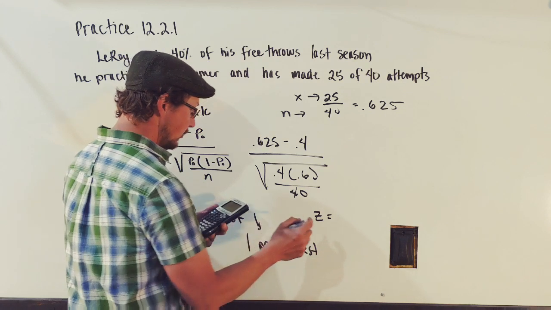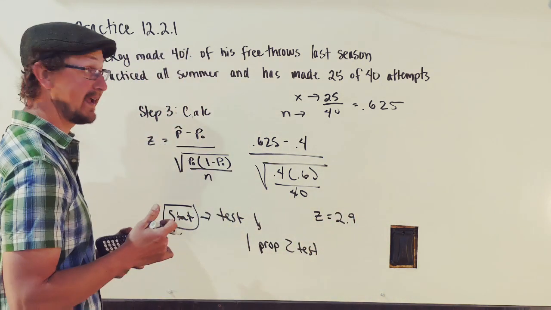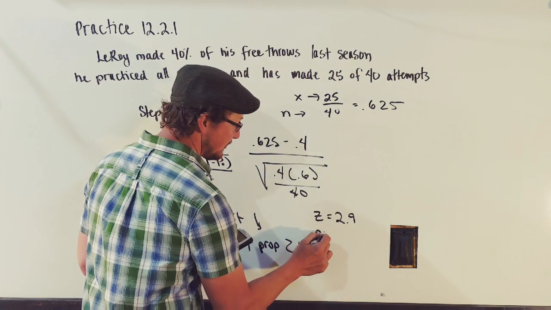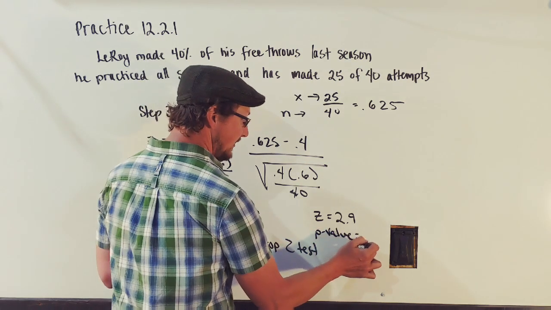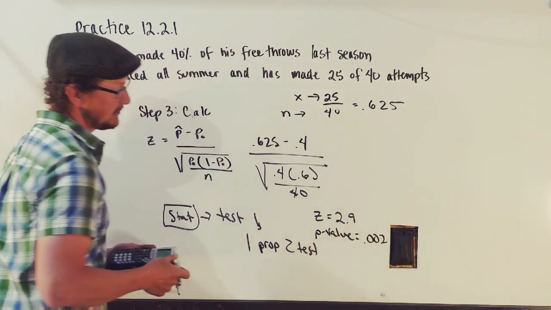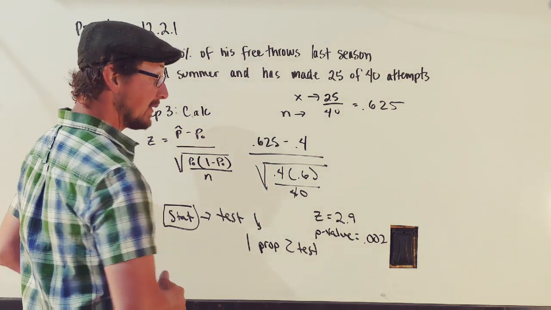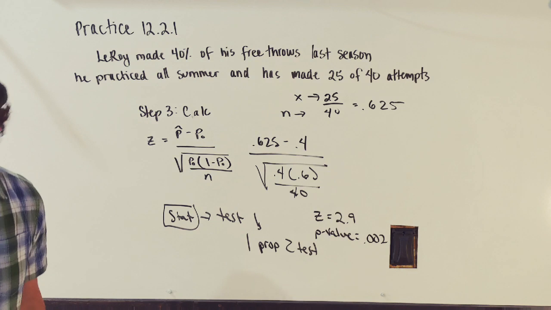Z is equal to 2.9. That is a long, long ways away from the mean. That's good. That's hard to do. The P-value is going to be equal to 0.0018. So I'm going to round that to 0.002. So when that's all said and done, we're going to step on over to our final phase of this problem.